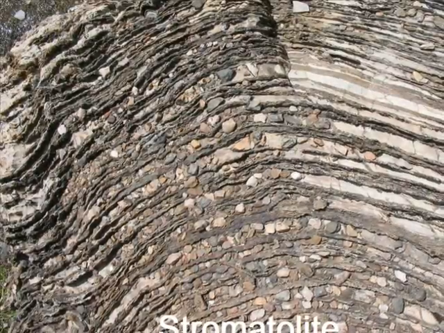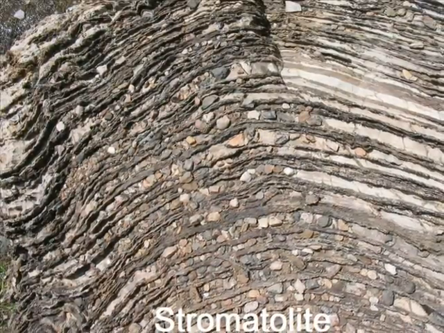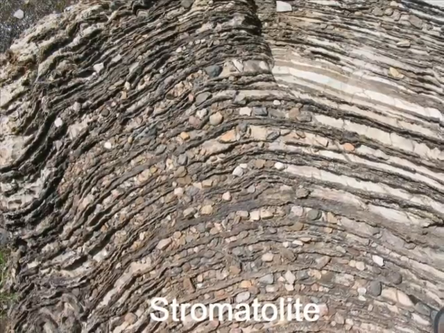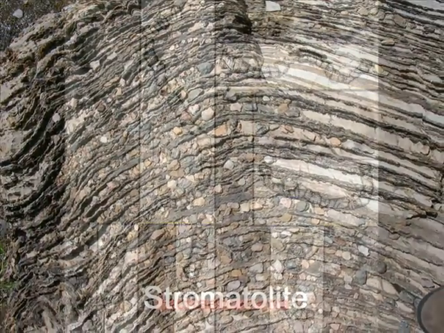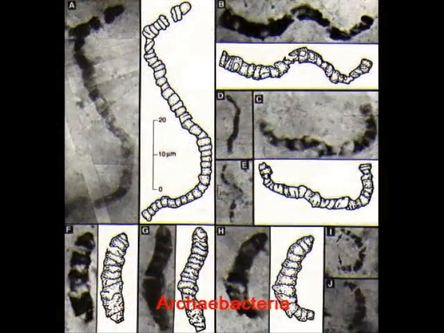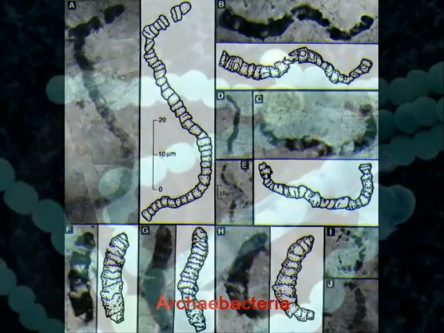The first evidence of primitive life is found in rock formations called stromatolites. These rocks have been dated at 3.5 billion years old. The bacteria diagrammed and pictured here are called archaebacteria. They likely evolved into the photosynthesizing bacteria who arrived nearly 1.3 billion years later.